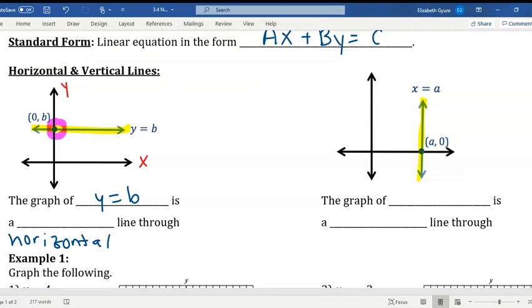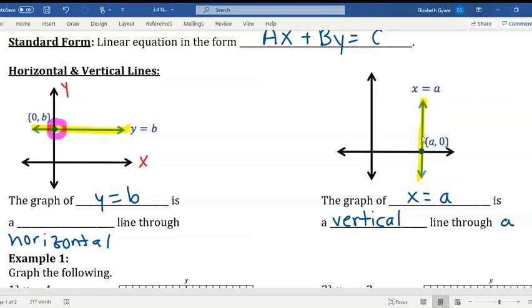Okay, so this is what your horizontal line will look like. It'll be y equals a number. Your vertical line is in the form of x equals a number. So the graph of x equals a, where a is just a number, is a vertical line. That goes through the point A. Now, if you have a vertical line, it's x equals because it goes through the x-axis. It's the only number it goes through.